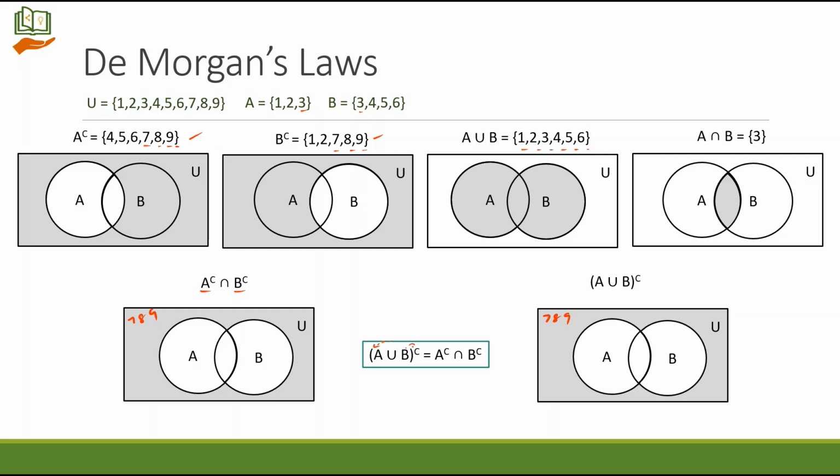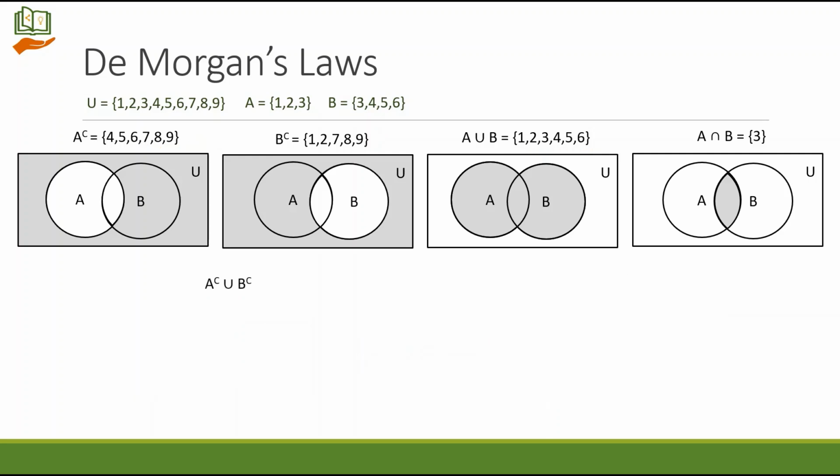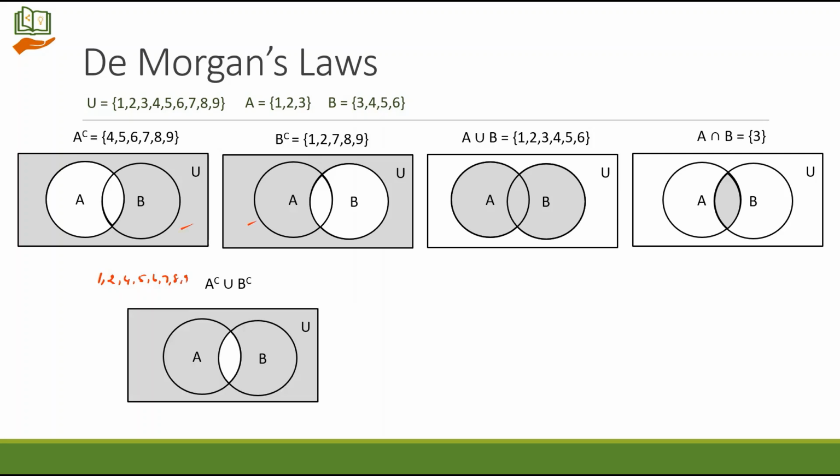Complement of this union operation will turn to intersection. Now let's take A's complement union B's complement with the same set of numbers. Here 4, 5, 6, 7, 8, 9 and here 1, 2, 7, 8, 9. All together you will have 1, 2, 4, 5, 6, 7, 8, 9. Except for the intersecting part, every other region will be shaded. So this intersecting part is element 3. Except 3, every other element will be found in A complement union B complement.